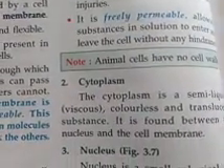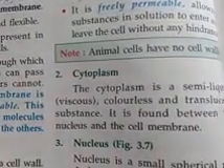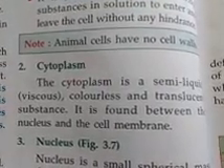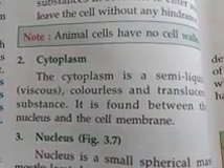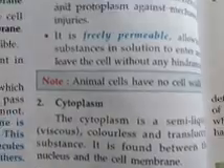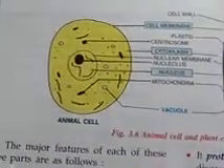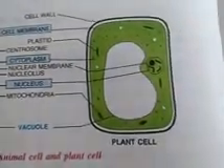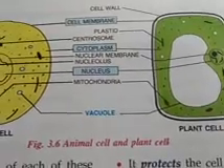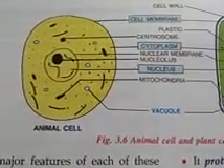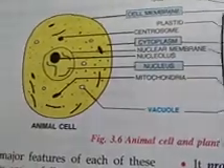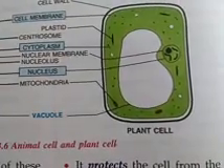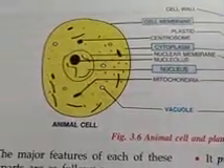Now, the cytoplasm. It is a semi-liquid, colorless, translucent substance present between the nucleus and the cell membrane. Have a look at the cell structure of an animal and a plant. See the labelings. You have to learn how to label and draw properly. So these are the structures of a simple plant cell and a simple animal cell.